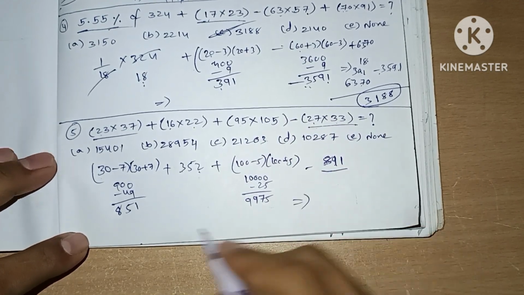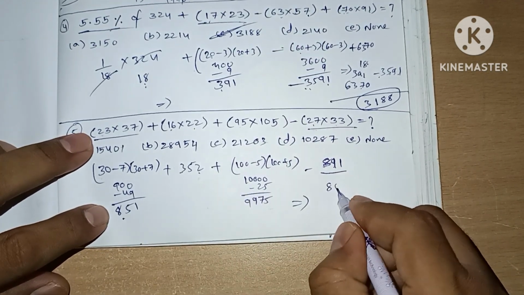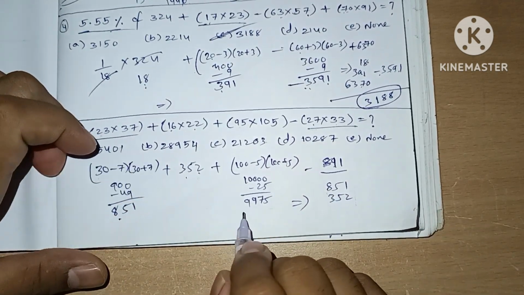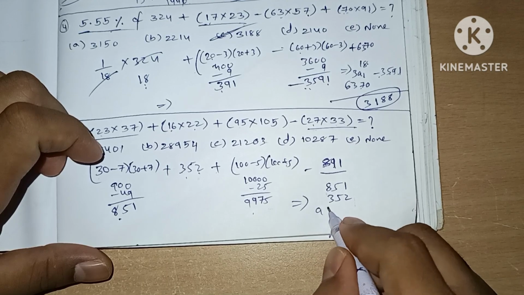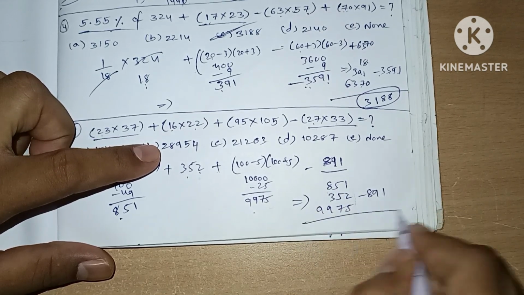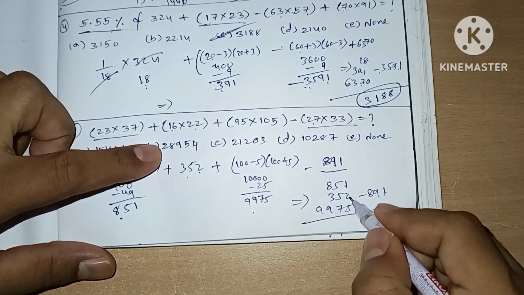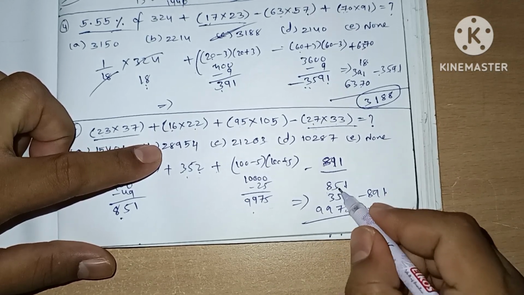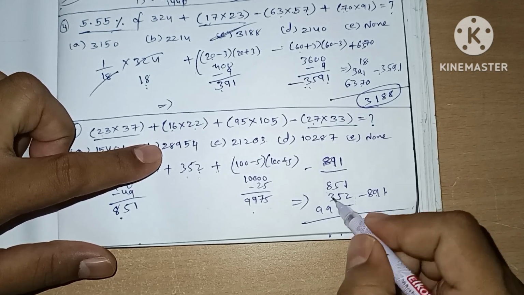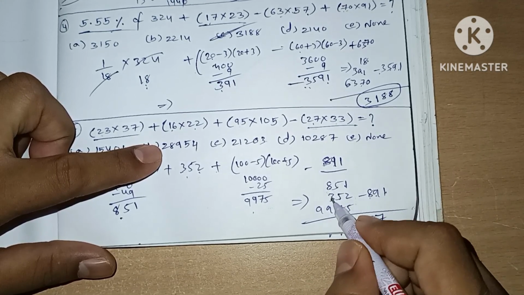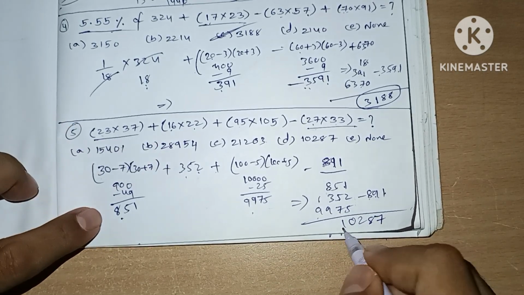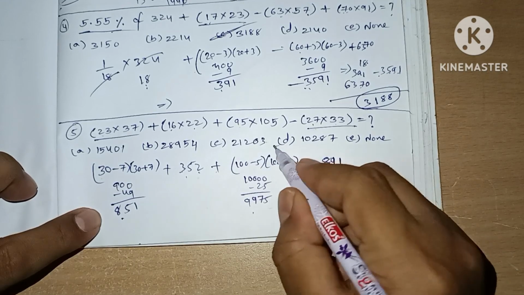So totally we have 851 plus 352 plus 9975 minus 891. So 1 and 1 cancel here. We are left with 7. 10 minus 9 will be 1. 1 plus 7 will be 8. Here 8 and 8 are subtracted. We are left with 12. 9 plus 1 will be 10. 10287 is our answer. Option D is our answer.